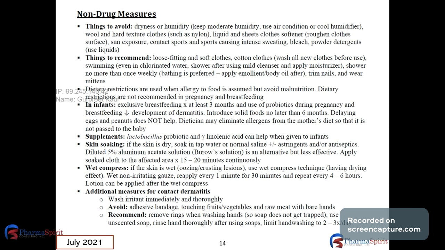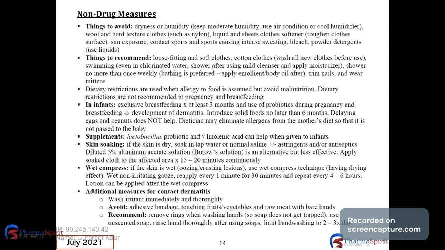Now, two important things that we'll talk about now: skin soaking and wet compress. These are actual interventions to help with the symptoms, and these are two different things. Now, let's talk about skin soaking. That's when the patient will use water to soak a certain area of the body. This is used if the skin is dry.